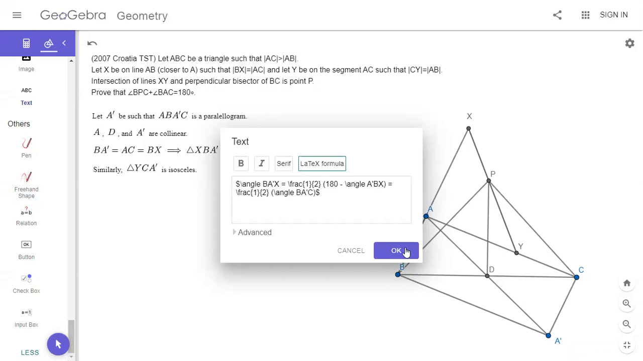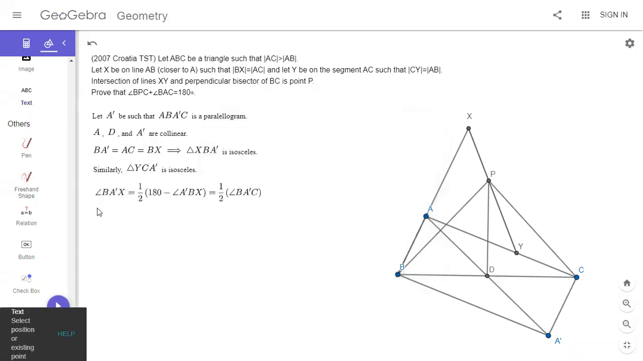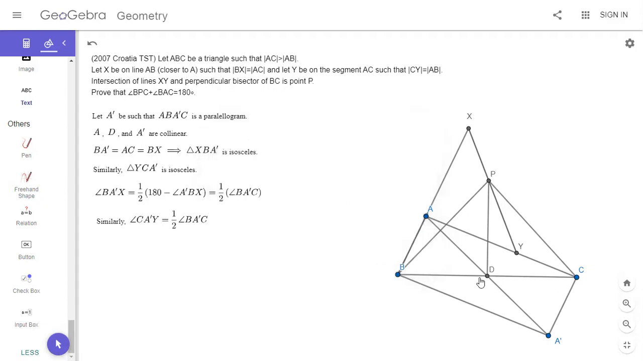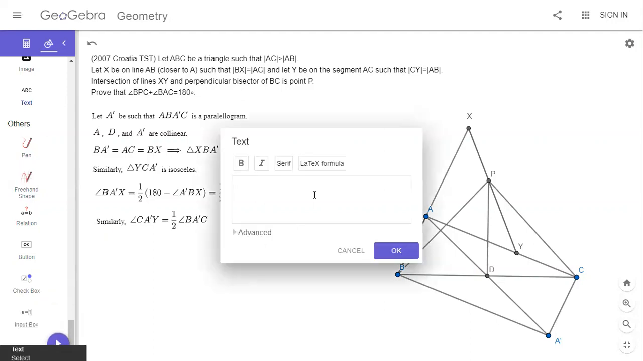Okay, and then we can use the same argument to show that angle CA prime Y, and so since BA prime X is half of that angle and CA prime Y is half of that angle, they add up to BA prime C, and so that means A prime, Y and X are collinear. So I'll write it out like this.